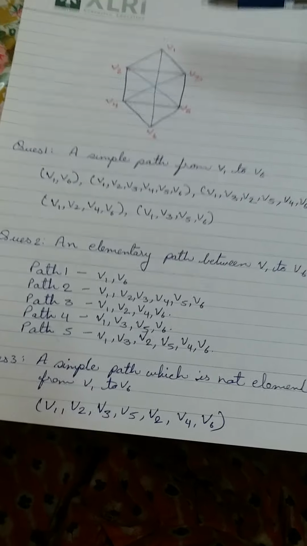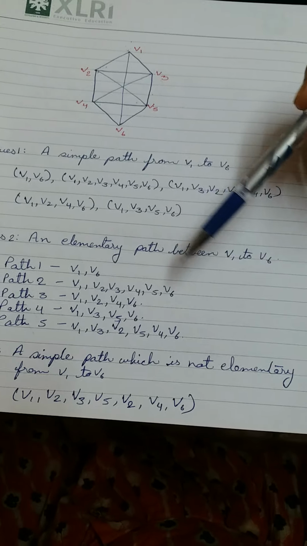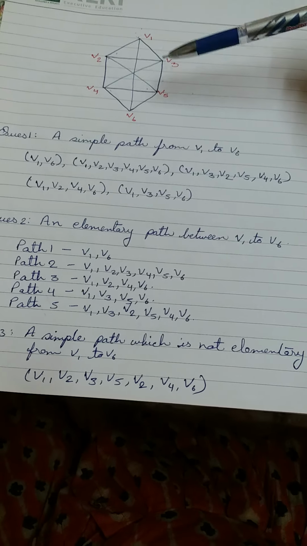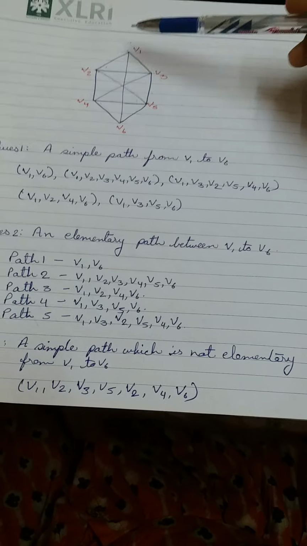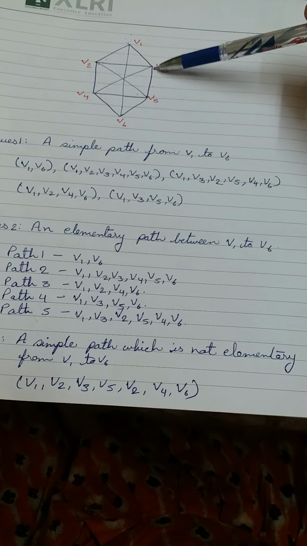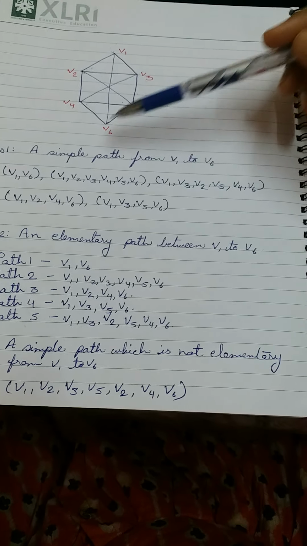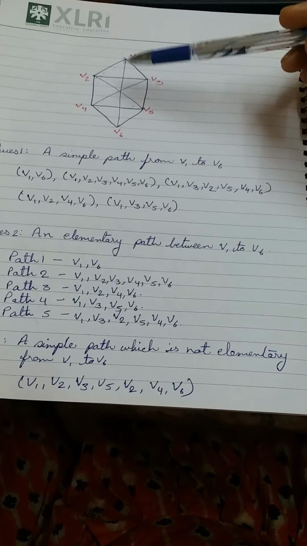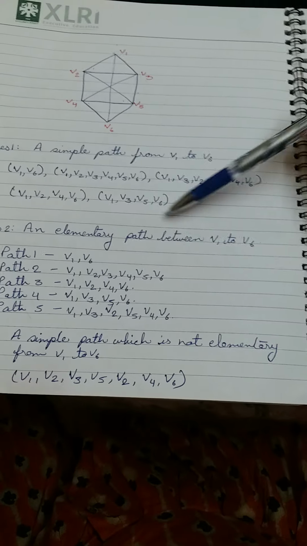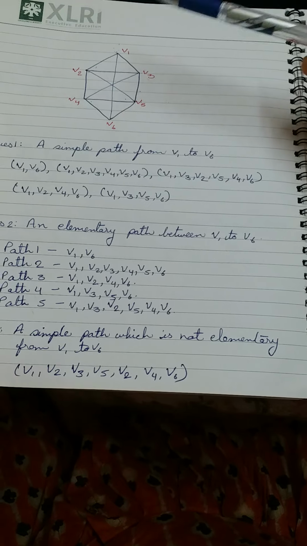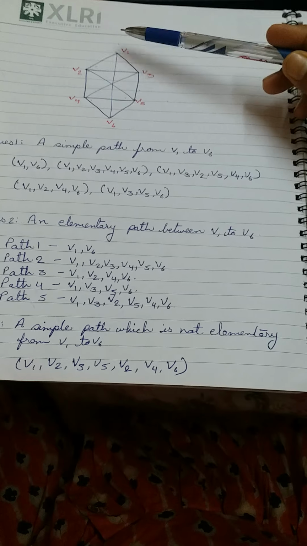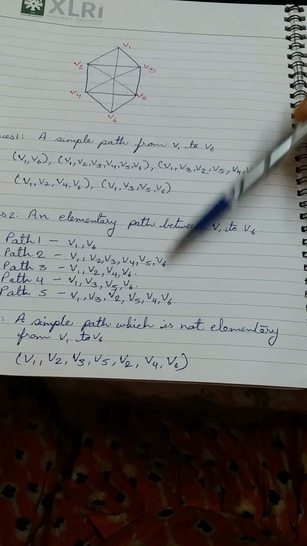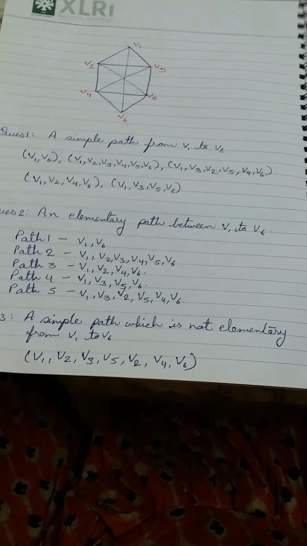Now in this diagram, I have shown different questions. First is a simple path from V1 to V6. There are multiple paths. V1, V2, V3, V4, V5, V6 and like this there are multiple simple paths. No edge is repeated. In an elementary path, no vertex will be repeated. V1, V2, V3, V4, V5, V6 and like this so many different paths are there.